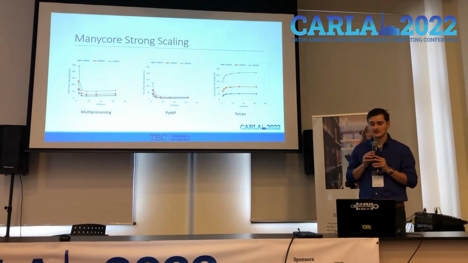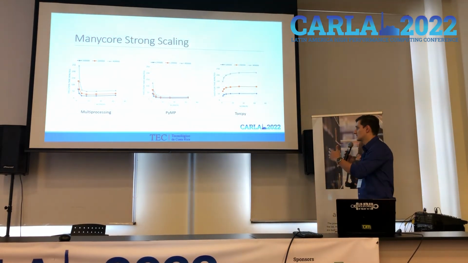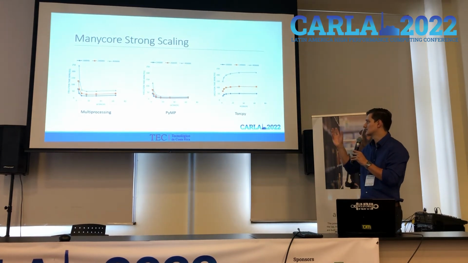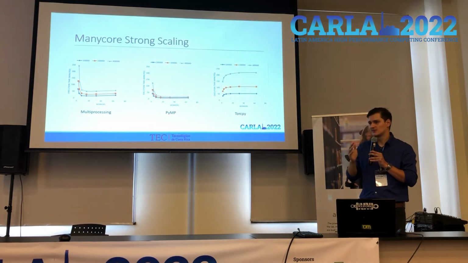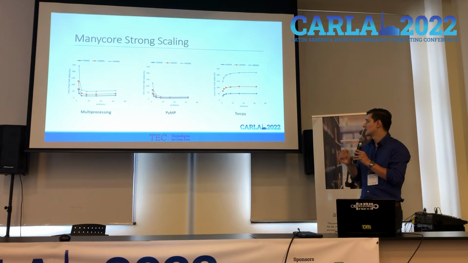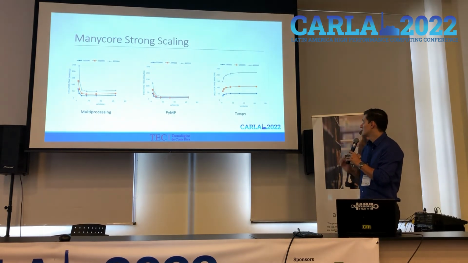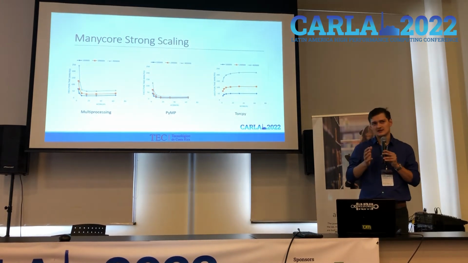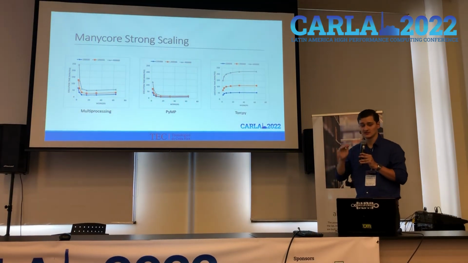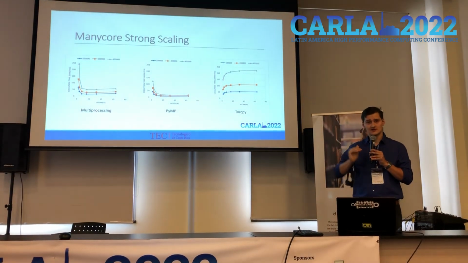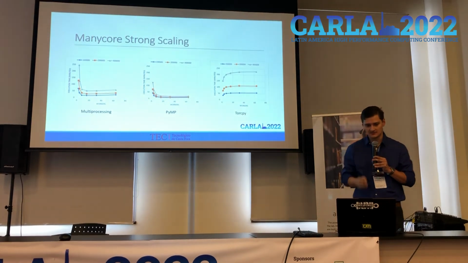Based on this, we got the strong scaling results, from which you can see that PyMP is the best, with the best performance, less execution time and better scalability. Multiprocessing also has a good performance, but the scalability is not as good. And in TORPy's case, we noticed an unexpected behavior: as we increased the number of cores, the execution time was increasing, which was not expected.